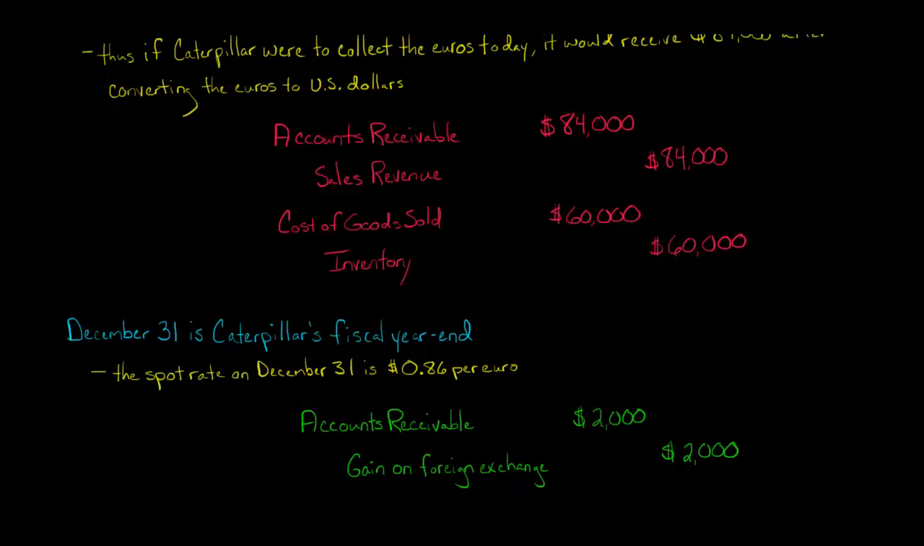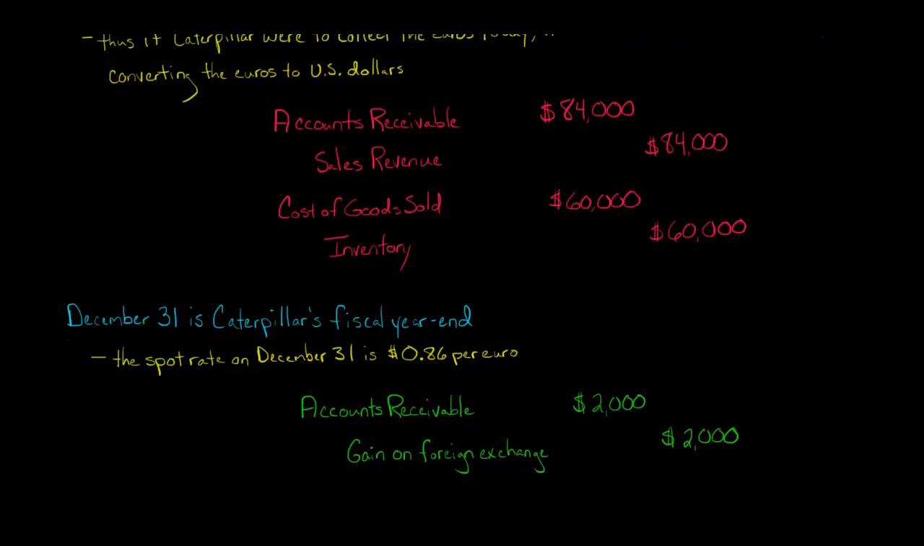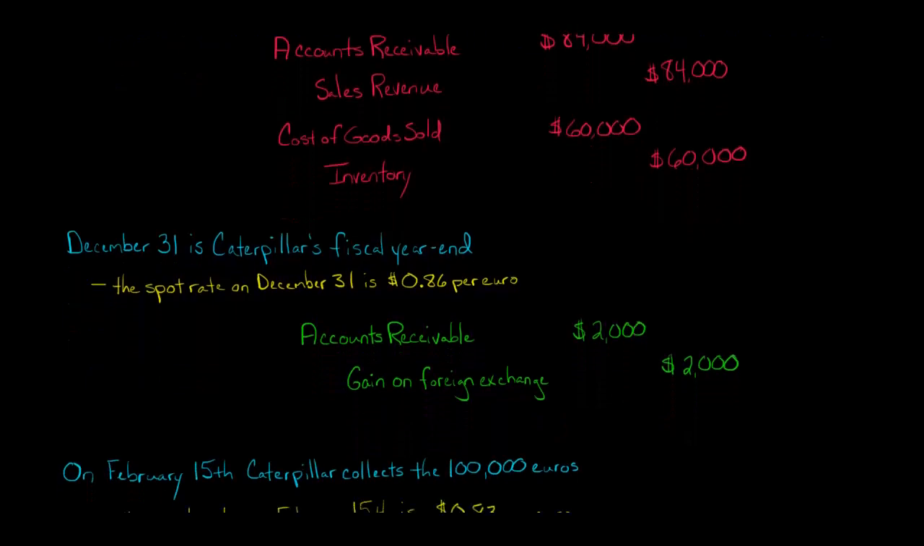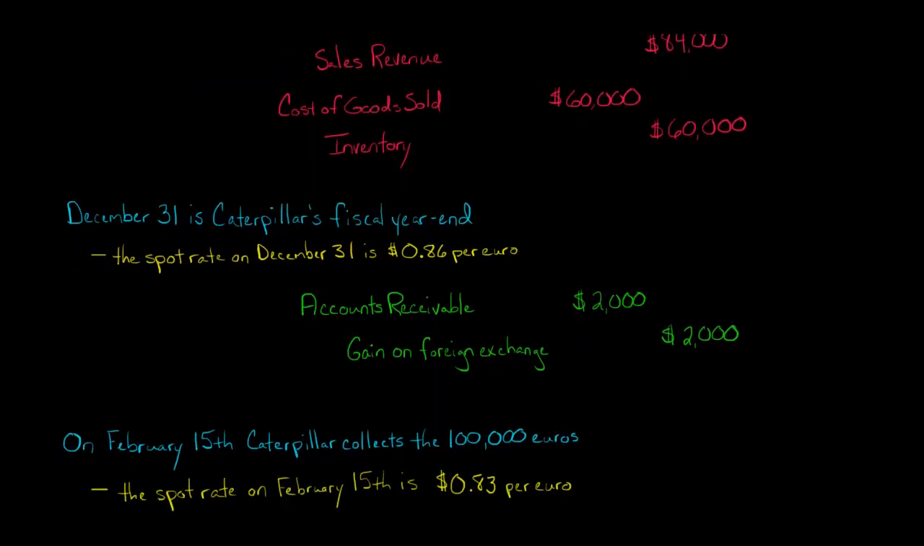And then we're going to credit a gain. We're going to have gain on foreign exchange transaction. We're going to credit that for $2,000. That's going to go on the income statement and increase Caterpillar's profit. Most companies usually put gains and losses on foreign exchange transactions in the other income or other expense section of the income statement. Now, we've got the fiscal year end, the balance sheet date, December 31st.